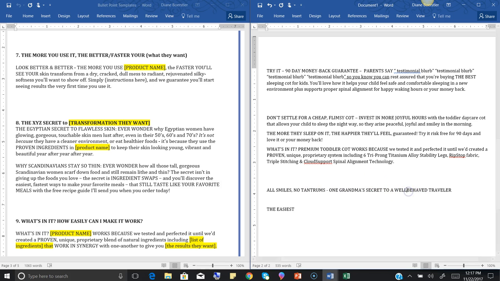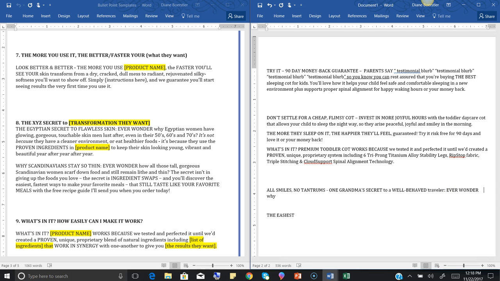Okay, well-behaved toddler, well-behaved traveler. We can say 2A, well-behaved traveler. Okay, so this right here is the secret one. You always want to start off with ever wonder why, right? Ever wonder, and we can actually make this go down. Make that smaller. So one grandma's secret, well-behaved. All smiles, no tantrums. One grandma's secret, well-behaved. Okay, we can make this big.